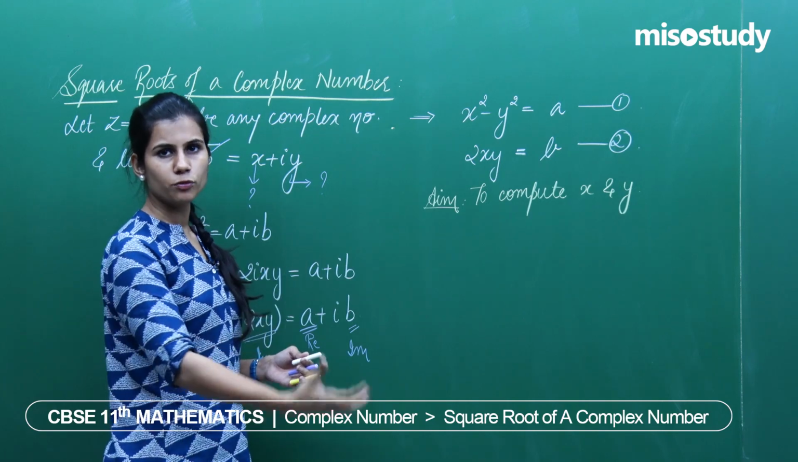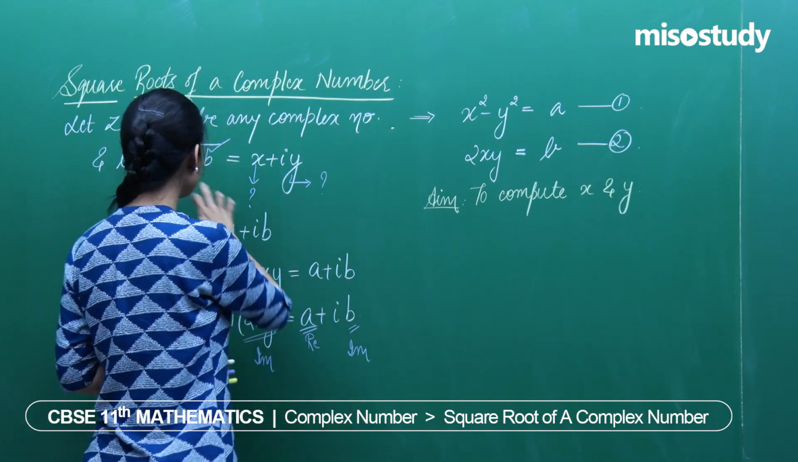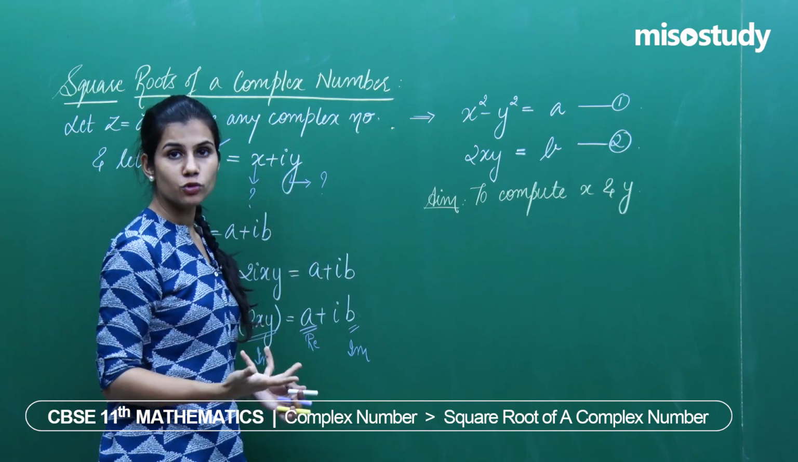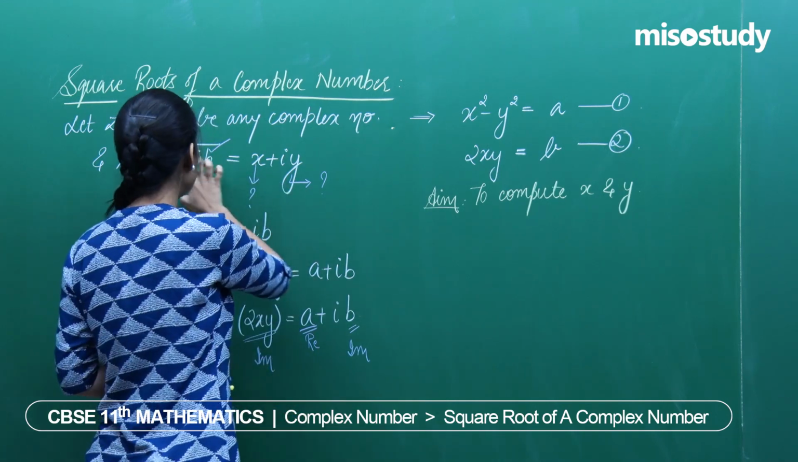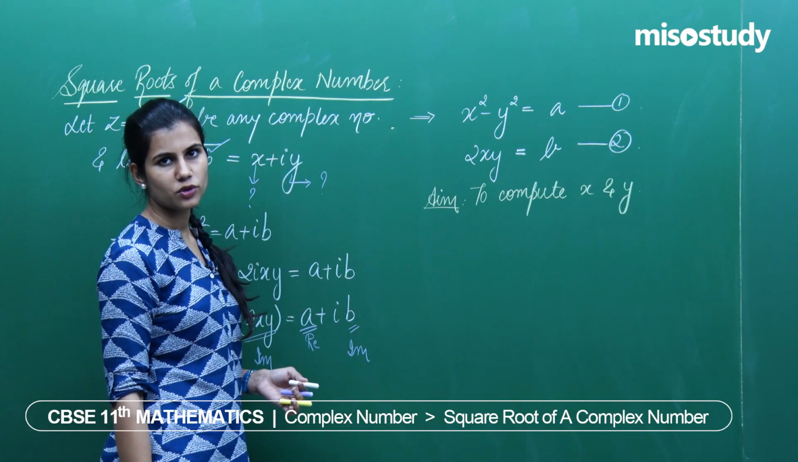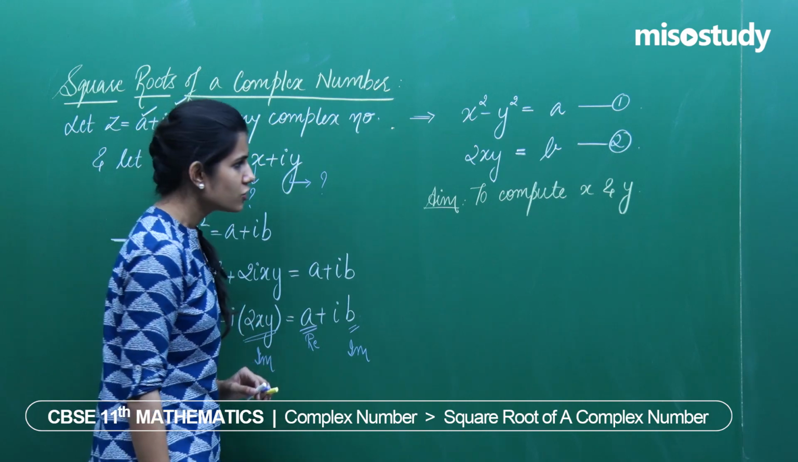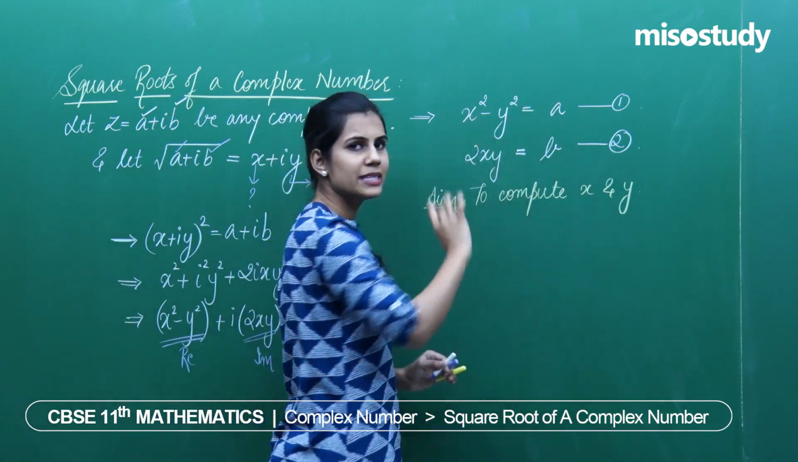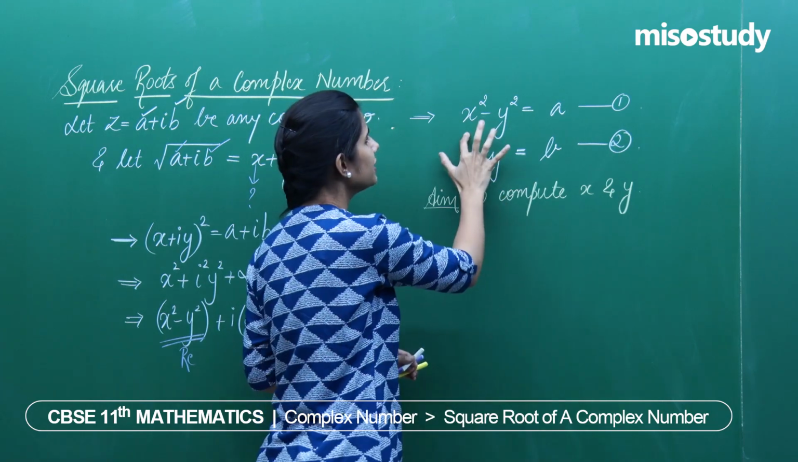Find out the square root of 2 plus 3 iota, for example. That means I know a is 2 and b is 3. If I find out x and y in terms of a and b, with the help of a and b's value, I will be getting my x and y and hence getting the answer of the square root of a plus iota b. So my target is to compute x and y.